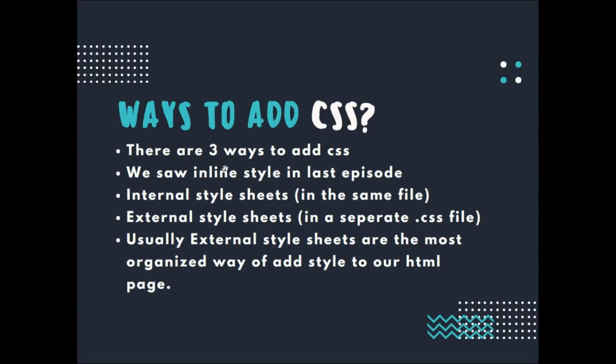We have 3 ways to add CSS. We already saw the inline style in the first episode, and we have the internal style sheets, which are in the same HTML file, and external style sheets, which are in a separate .css file. However, usually external style sheets are the most organized way of adding style to our HTML page, but we also use inline style and internal style sheets in some cases.